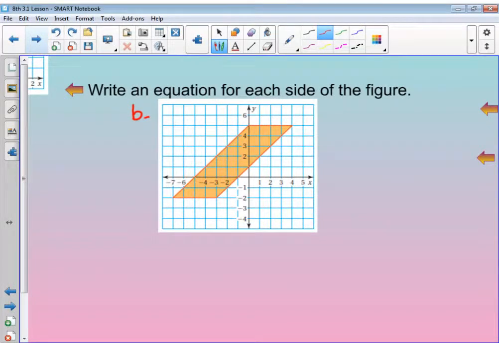So when we go through and work through this, we're actually going to have 4 different sides. So I'm going to go ahead and label these. We'll just say this one's A, B, C, and D. And so when I write these out, I'm going to have 4 different equations, A, B, C, and D.